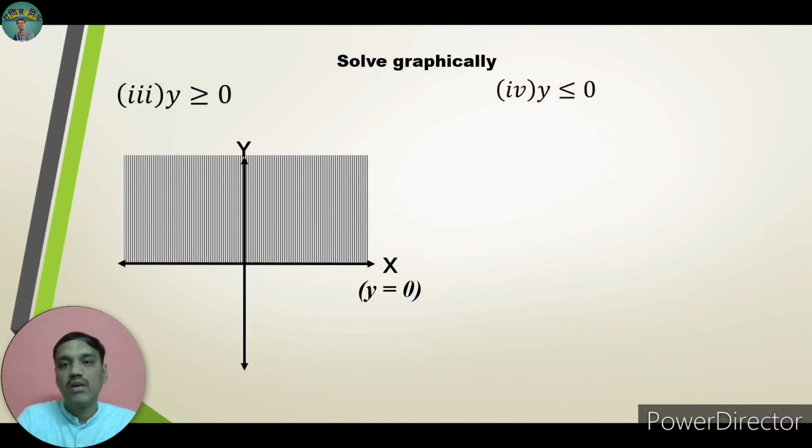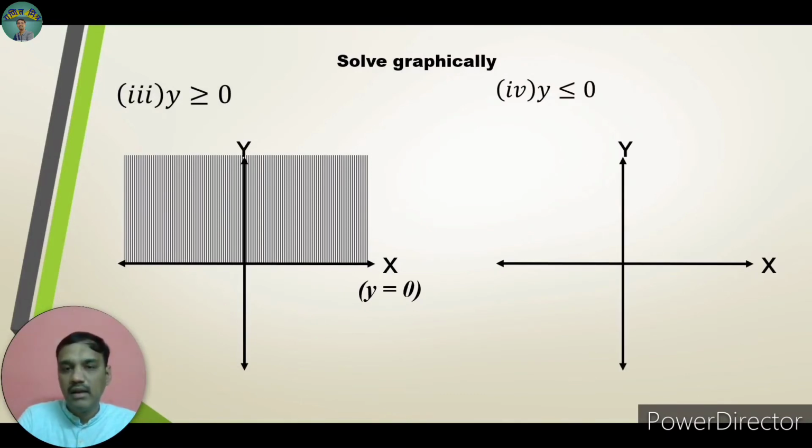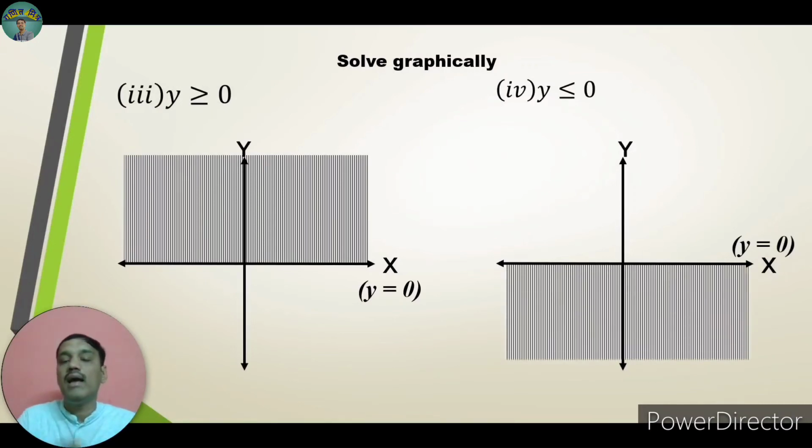Similarly, y less than or equal to 0: draw the xy plane. y equal to 0 means the x-axis, and y less than or equal to 0 means y is negative. Negative values of y are on the downward side of the x-axis. So this shaded region, which is the downward side of the x-axis, is the solution set for y less than or equal to 0. Now remember, all these shaded regions are infinite regions, so you can draw an arrow also here. The arrow represents that this goes on infinitely.